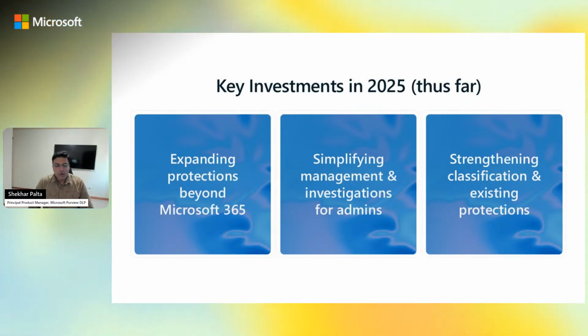So in terms of the new capabilities, we are going to talk about these new capabilities across 3 major pillars. The first one is expanding protections beyond Microsoft 365, be it building capabilities for platforms like Mac, or expanding to new file types beyond just M365, Office, and PDF.